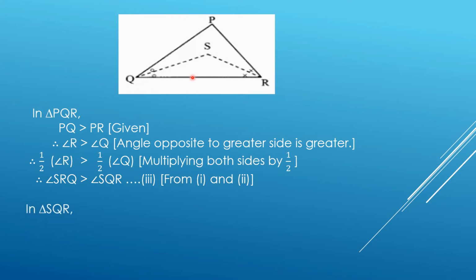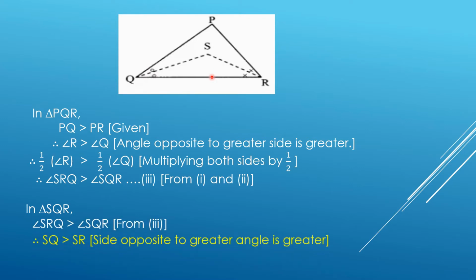And now I am considering the triangle SQR. Angle SRQ greater than angle SQR. Therefore, angle SRQ, its opposite side is SQ, that is the greater side, and the angle SQR, its opposite side is SR. Therefore, SR is the smaller side. Therefore, SQ is greater than SR, that is, side opposite to the greater angle is greater.